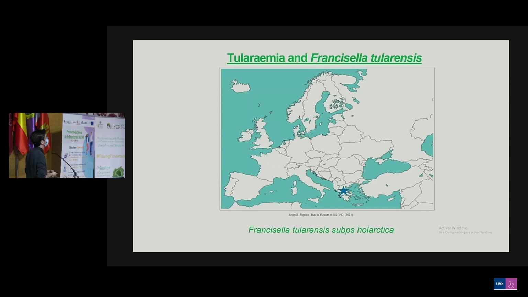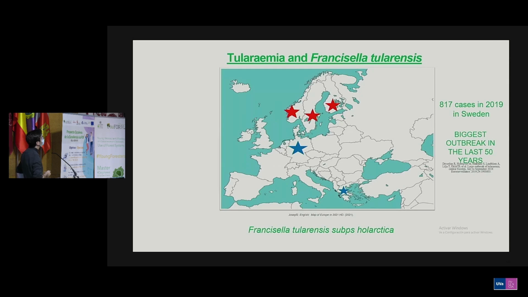We have countries with low positives like Germany. And then we have countries like Sweden, Norway, and Finland, where they have the most cases in Europe. For example, in 2019, there were 17 cases in Sweden. That is considered the biggest outbreak in the last 50 years. I know that is not too much, knowing that we have a lot of cases now of COVID, but this is a very little disease, so having such a big number is important.